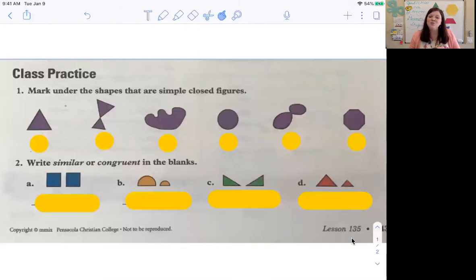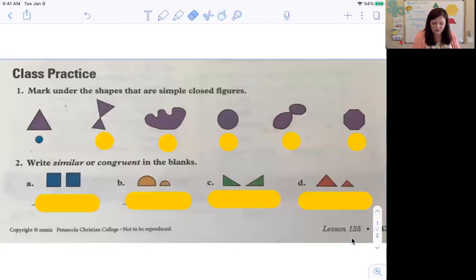At this time, section 1 should be completed. As I reveal, if you see my favorite color, you've answered correctly. Okay, all right, here we go. For the first one, yes, that is a simple closed figure. There are no openings in that shape. It's all made up of lines that connect together without crossing one another.